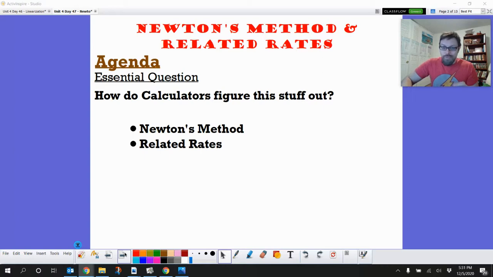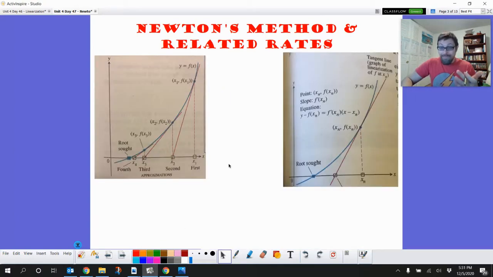So how did we find these goofy zeros before we had calculators? The general idea is we would use the derivative. If we found the slope at this point, we could then trace that line back to something closer to the point that we're trying to find. And then if we did that again, using this new x value, we'd be able to trace a point down again and again and again till we got closer and closer and closer to the root that we're trying to find. So in general, we have some point, x sub n and f of x sub n.